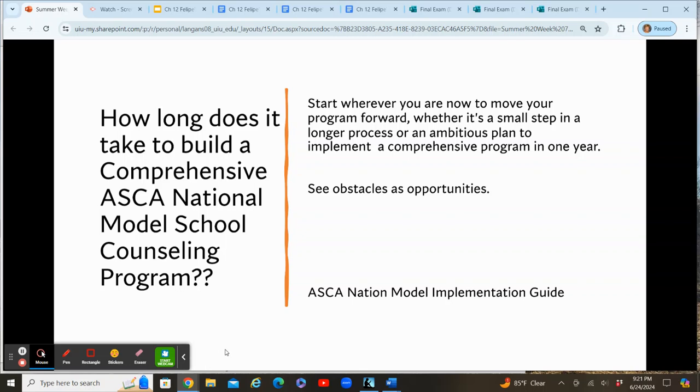Make sure you're letting them know everything about school counseling, because if we don't educate them, they will not always know, and they will have other expectations of you and will think you should be doing other things. So make sure, again, wherever you are next year, start small and move forward.